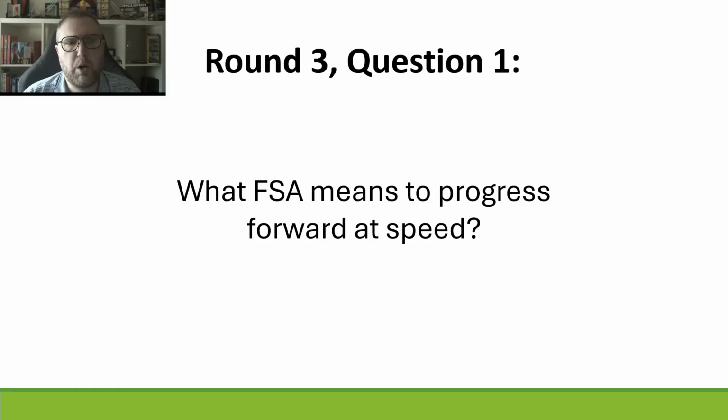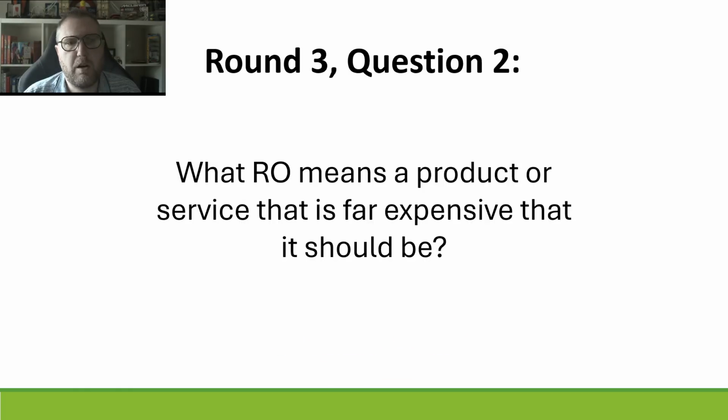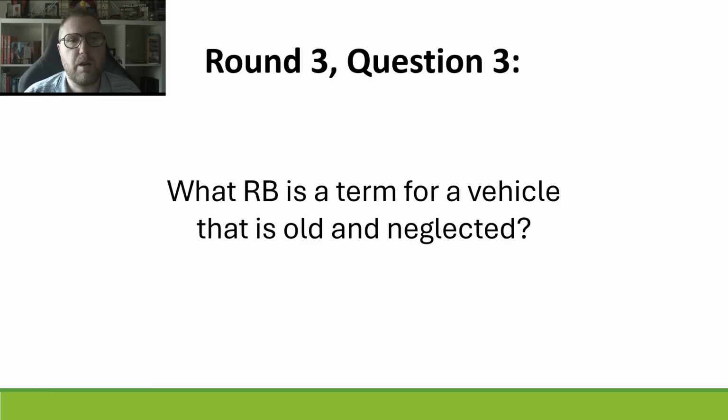And Blockbusters number 1, what FSA means to progress forward at speed? It is full speed ahead. And number 2, what RO means a product or service that is far more expensive than it should be? It is rip-off. And number 3, what RB is a term for a vehicle that is old and neglected? It is a rust bucket.